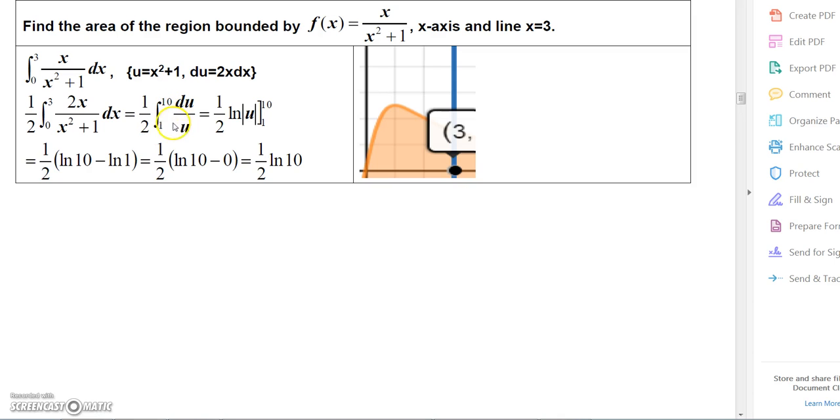And then when you integrate that, you get 1/2 times the natural log of the absolute value of u from 1 to 10. And then you just evaluate this at 10, and evaluate it at 1, and take the difference. So you can factor the 1/2 out, and then just say, okay, that's going to be the natural log of 10 minus the natural log of 1. And we know the natural log of 1 is 0, so your answer is just 1/2 times the natural log of 10 for the area.